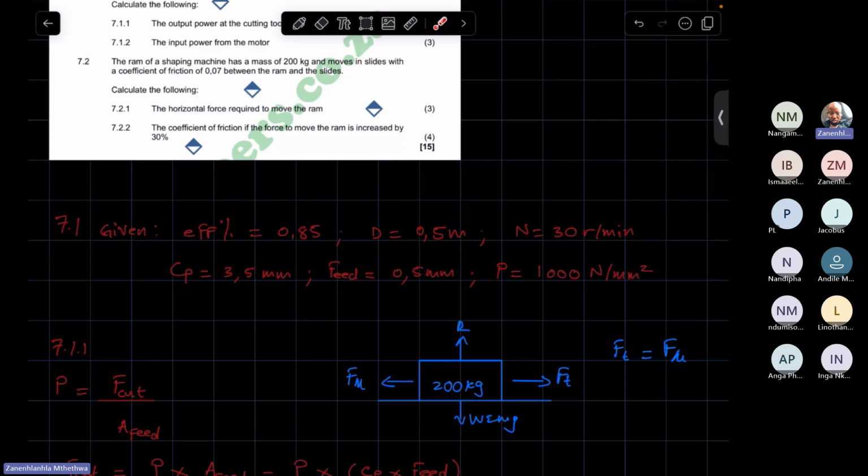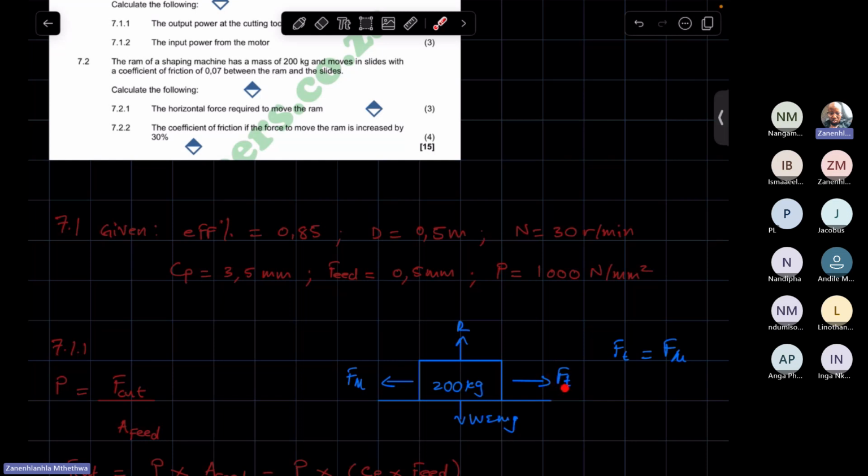Now let's look at the question. Calculate the following: the horizontal force required to move the ram. From our free body diagram, this is the total force applied. This is the horizontal force that is required to move the ram. Do you see why it is important to draw the free body diagram? Yes, sir. And do you see how easy the problem becomes once you look at it from the perspective of engineering science? Yes, sir.